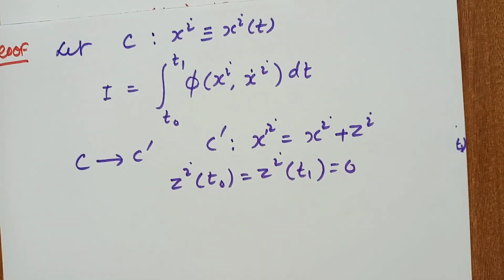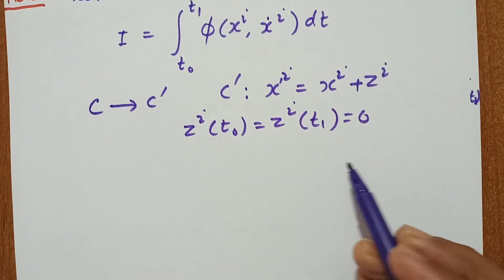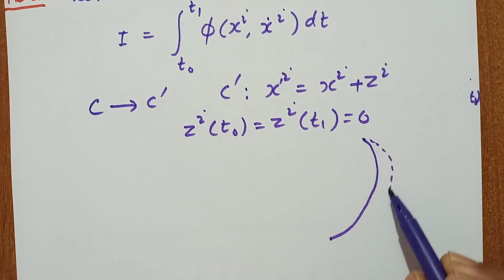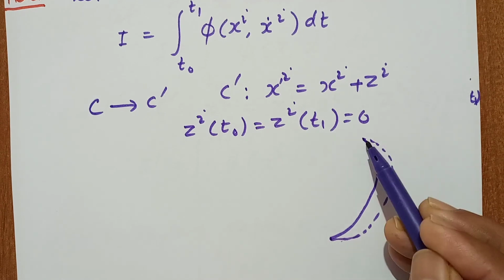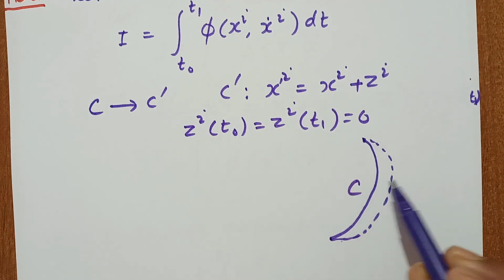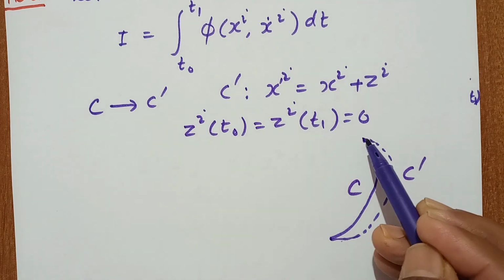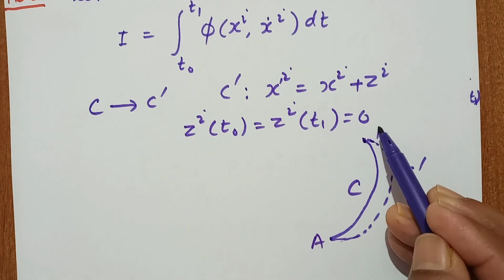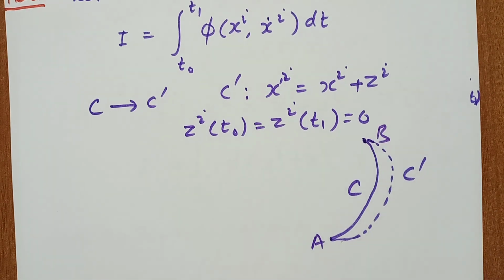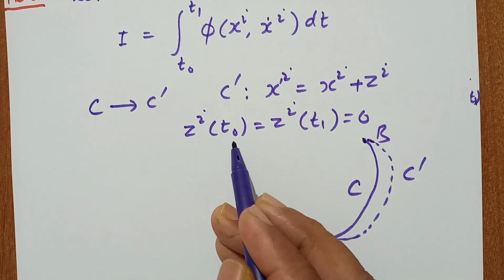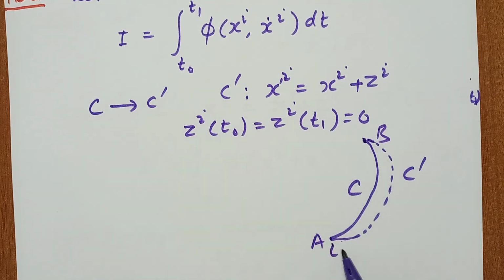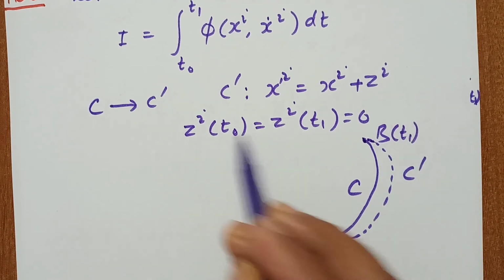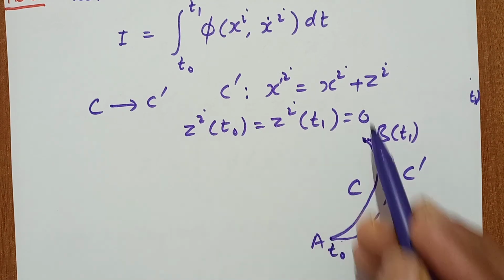Because, as we know, this is a curve C, and by an infinitesimal change this is curve C dash. So at the initial and end points, A and B, there is no change. So zi of t0, at t0, and zi of t1, at t1, are equal to 0.